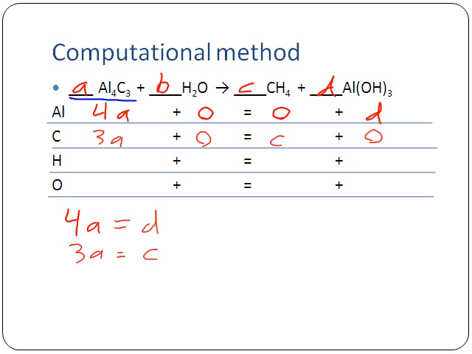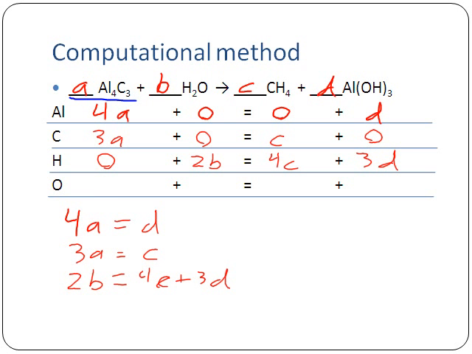For my next one, I don't have any hydrogens in the first term. I have 2B hydrogens in the second term. I have 4C hydrogens in the third term. And I have 3D hydrogens in the fourth term. So my next equation is 2B equals 4C plus 3D.